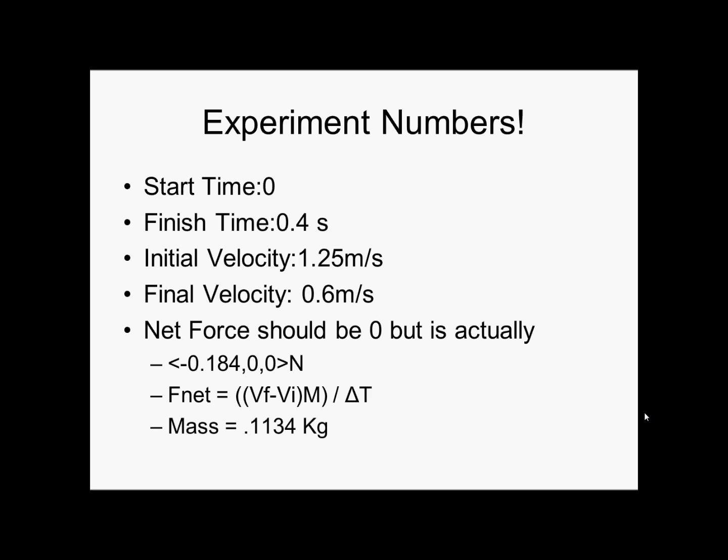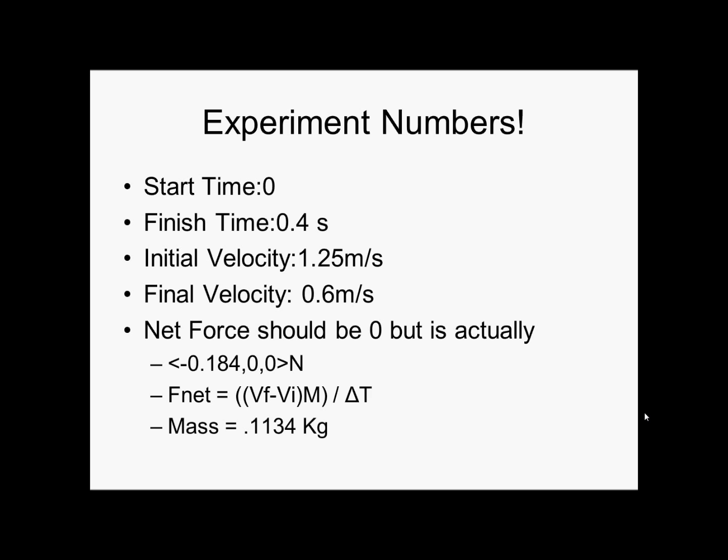Now, what could have explained this difference in net force? One explanation could be the sliding friction between the pepper container and the table, and another explanation could be that the pepper container was not actually traveling in a straight line across the table and was actually moving at an angle farther away from the camera.